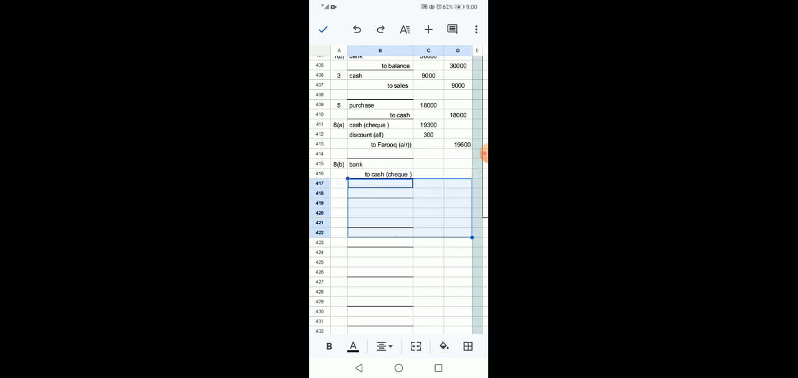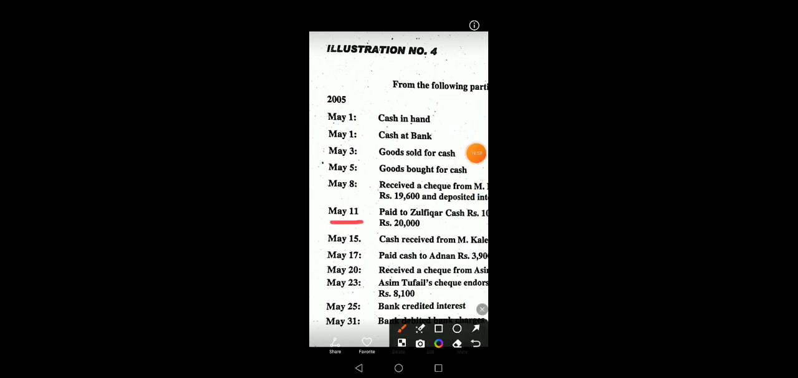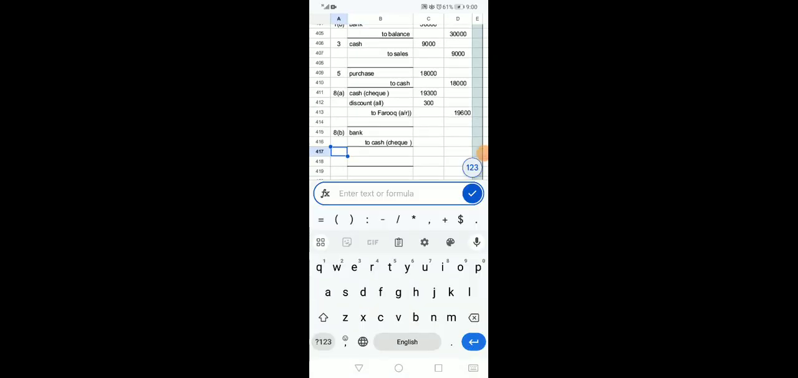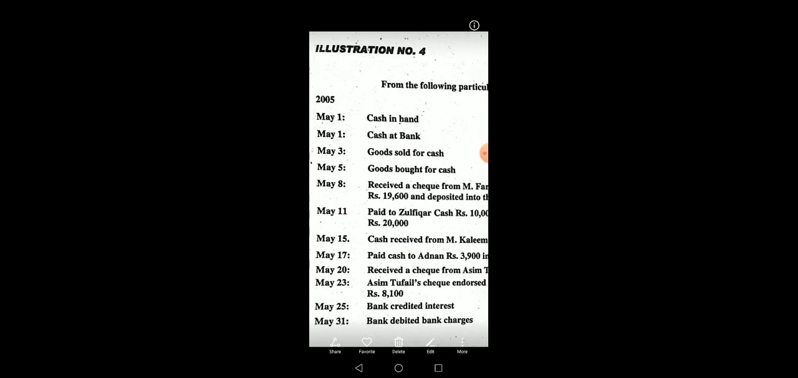Okay, 8B has been completed. Now let's see what is next for us. After 8 we have 11. We will mention date 11 over here. Okay, let's see what is happening. Paid to Zulfikar. Zulfikar is a name. Paid to Zulfikar cash and check in full settlement of his dues, 20,000.